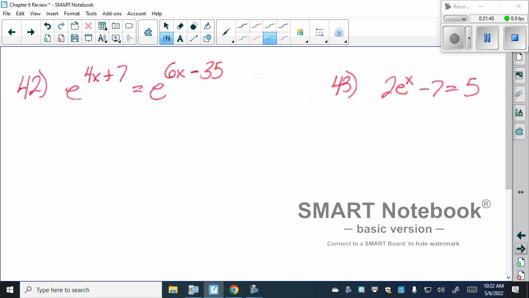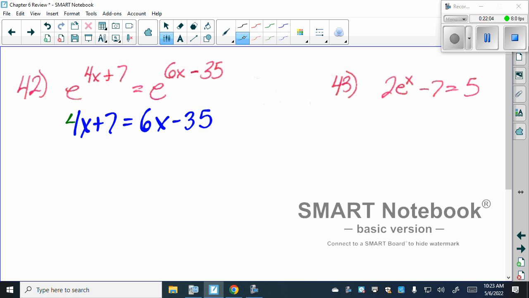We'll look at one more today. We can do 42 if you all want. Well, the bases are already the same, aren't they? So that means 4x plus 7 has to equal 6x minus 35. And that's how we went through this the first time around, yes?